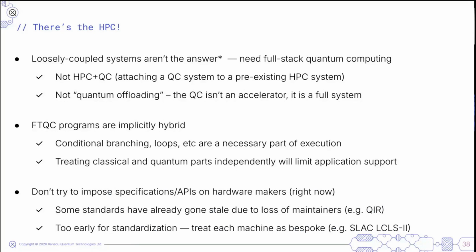We treat each machine as a bespoke machine. I picked the example of the LCLS-II, the Linac Coherent Light Source, if I'm remembering my history correctly. This is a machine that gets built in a field somewhere, and we build custom software stacks around how to use it. Each quantum machine really is at the same level of this.